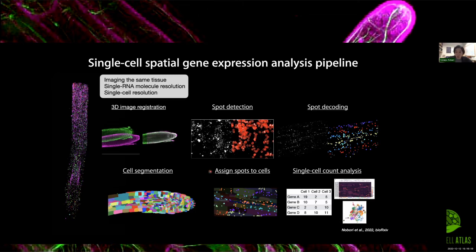For the single cell analysis, I perform cell segmentation using the cell wall boundary staining information. And then you can assign those decoded spots into individual cells, and you can count those spots for each cell, resulting in this kind of cell by gene matrix, which is a standard data type for single cell transcriptomics. But here, each cell has the XYZ coordinate in the actual 3D tissue.